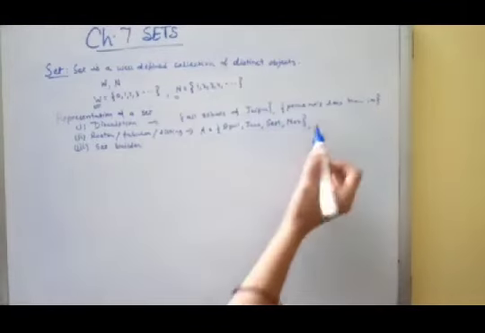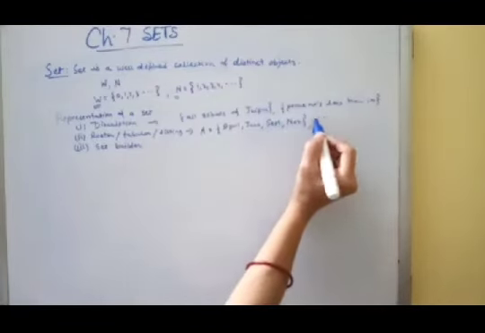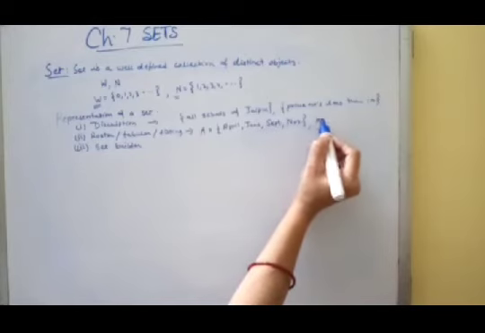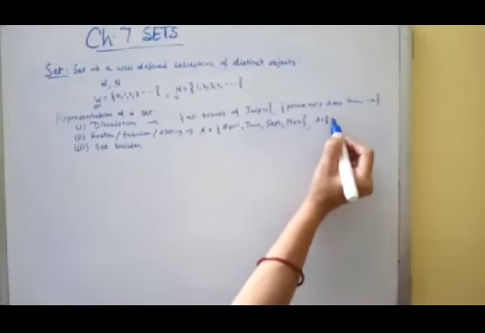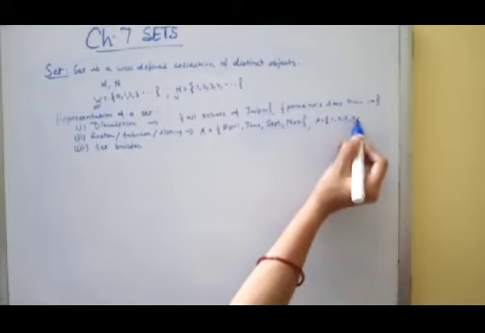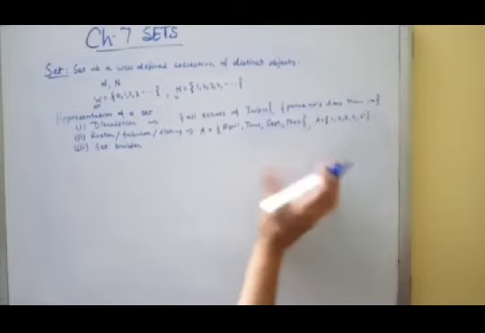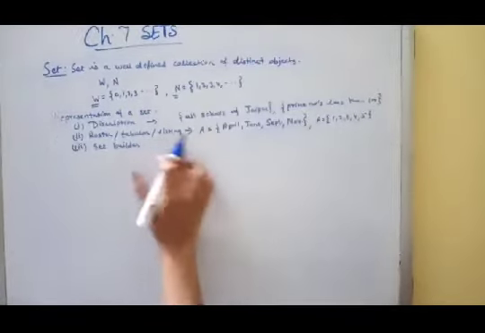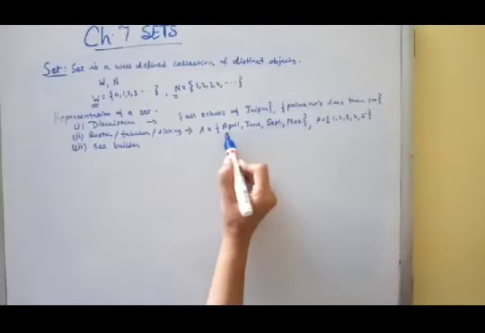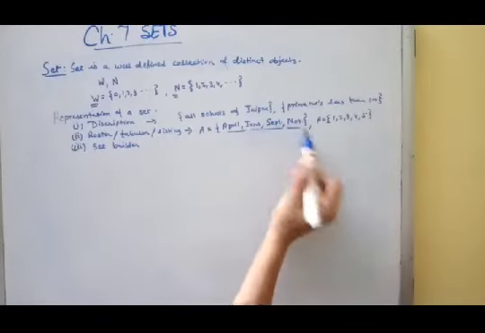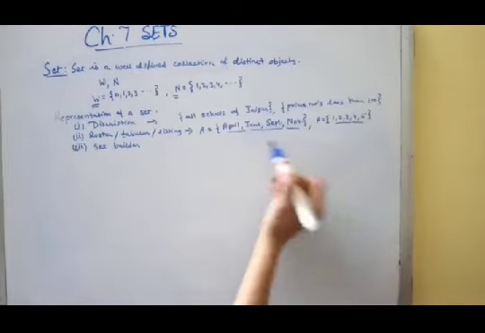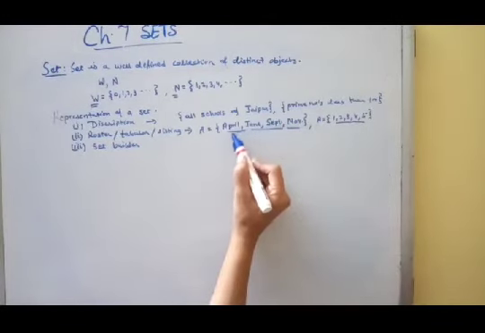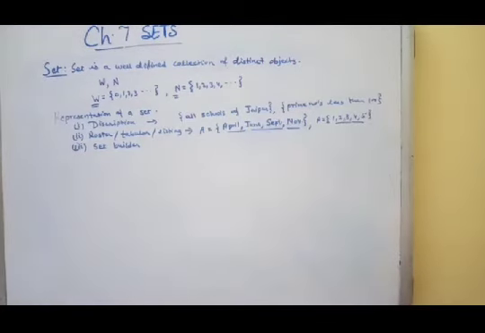Let us take another example. Set of natural numbers less than 6. We write 1, 2, 3, 4 and 5. So in the roster or tabular listing method, we write the elements separately and between each element we write commas. They are separated by commas.